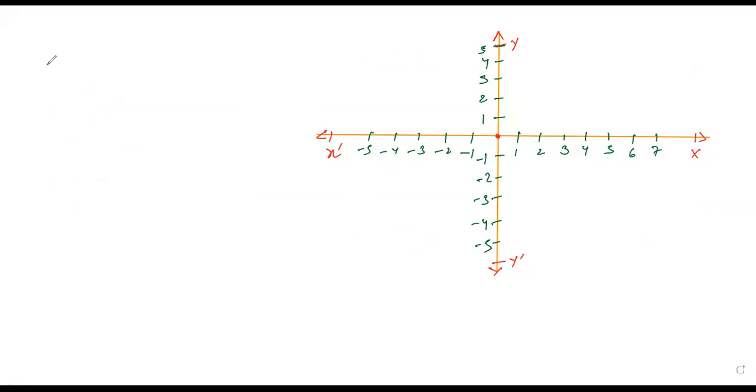Suppose, for example, a question is given to you that plot (2, -3) on the graph. The first question which we did previously was identifying the quadrant, that is, finding out in which quadrant the point lies. Now we are discussing that if this point is given to us, how will we plot it, in what way will we plot it on the graph?